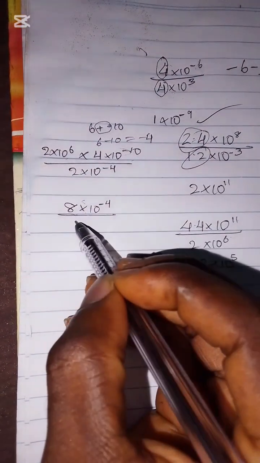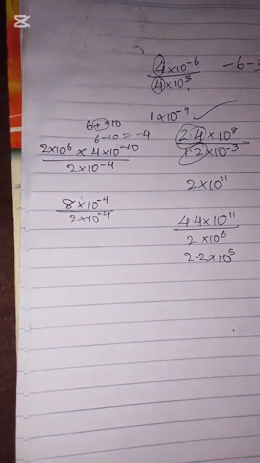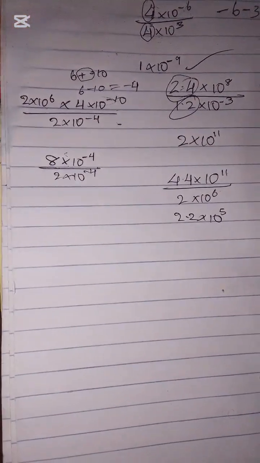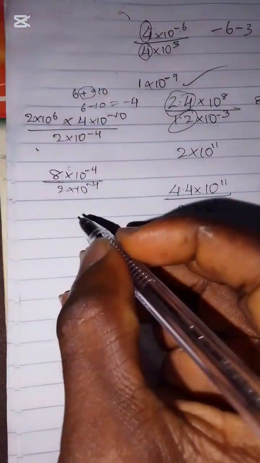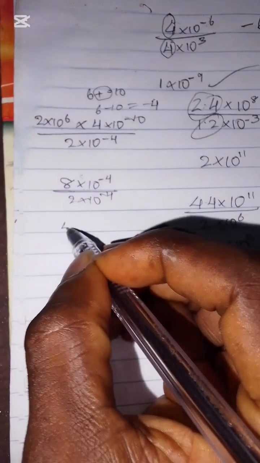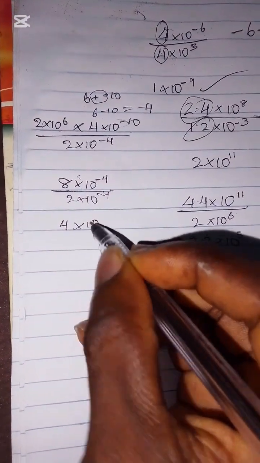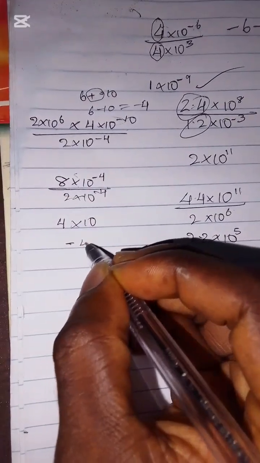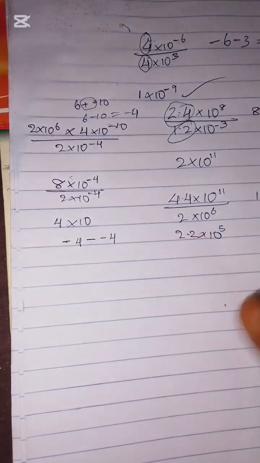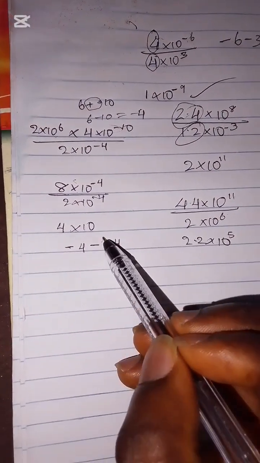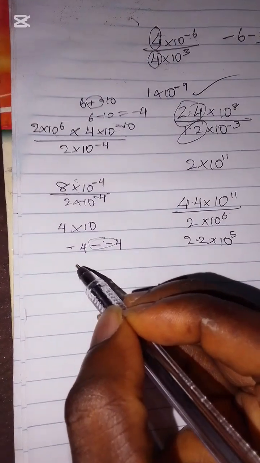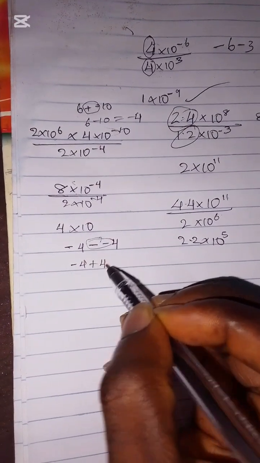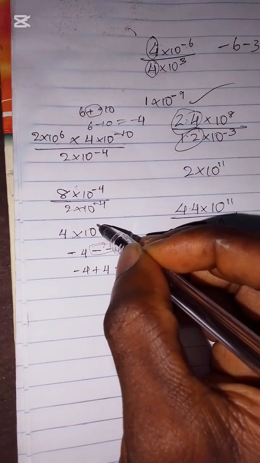Now divide by 2 times 10 raised to the power minus 4. What are we going to do here? Of course, we are still going to divide the base and subtract the powers. 8 divided by 2 will give me 4, times 10. Now subtract the powers: minus 4 minus minus 4. What would that give me? Remember that minus times minus will give me plus. So that's minus 4 plus 4, which equals 0. This is power 0.